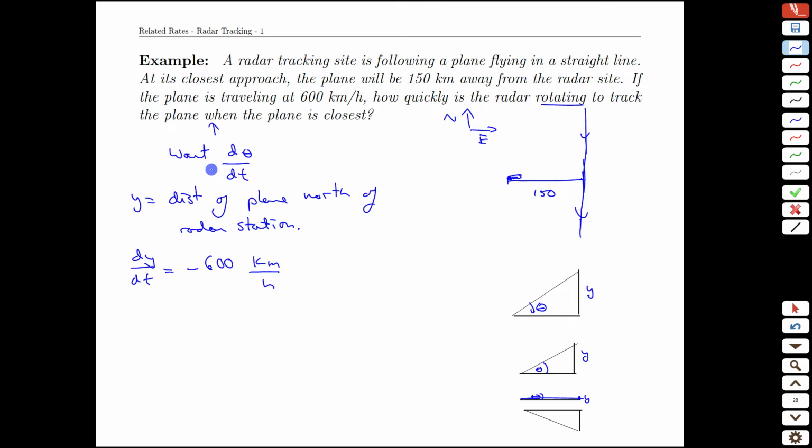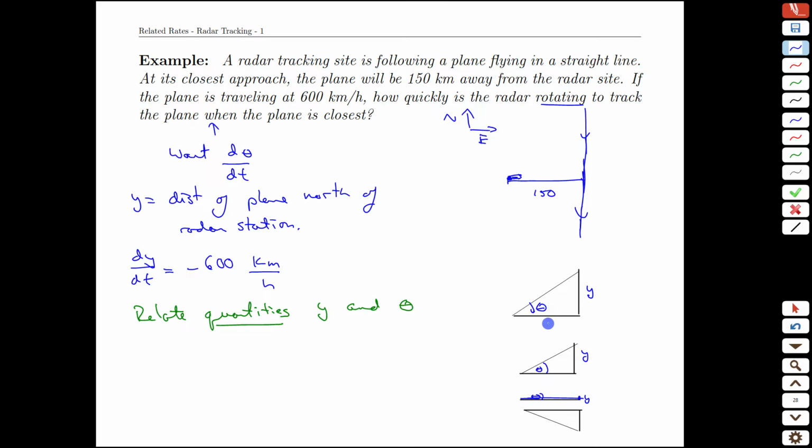So we have one rate, we want the other rate. Before we can get to how those are related, what we need to do is relate the quantities. And here we want to be specific. y is changing and theta is changing. Those are the two I want to bring in.